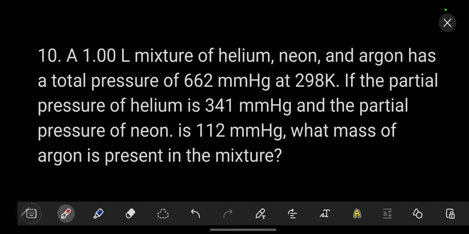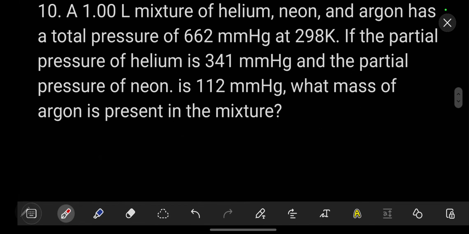Question 10. A 1 liter mixture of helium, neon, and argon has a total pressure of 662 millimeters of mercury at 298 kelvins. If the partial pressure of helium is 371 millimeters of mercury and the partial pressure of neon is 112 millimeters of mercury, what mass of argon is present in the mixture? So we have been told the total pressure.